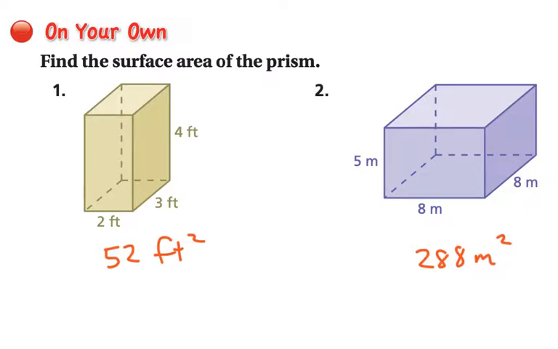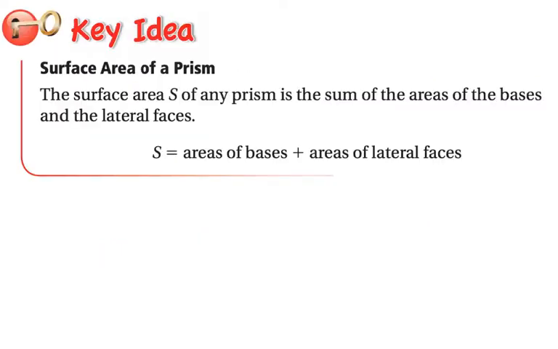Next, let's take a look at some different prisms. Now, in general, prisms have two bases and then they have some number of lateral faces. That number, which I'm calling n here, comes from the number of sides on the bases. So if the bases were triangles, well, triangles have three sides, so n would equal 3. But if the base was, for example, a hexagon, which there would be two of, well, hexagons have six sides, so there would be six lateral faces.